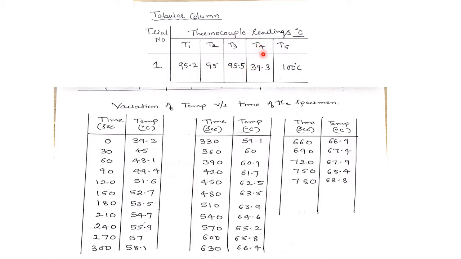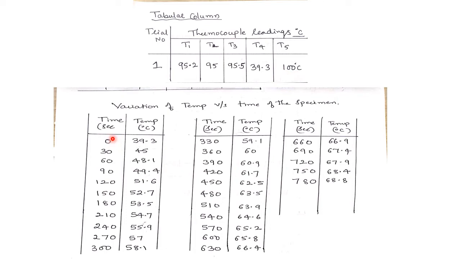So T4 temperature is the temperature of the specimen before inserting into the hemisphere ball. When I insert this copper specimen, which is at temperature 39.3, it receives heat from the hemispherical ball and the temperature of this copper specimen starts to rise. T5 is the water temperature, which has reached up to 100 degrees centigrade. At that time we started conducting the experiment.